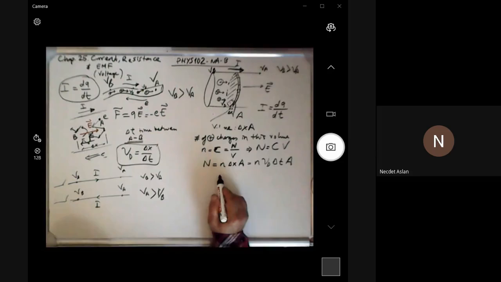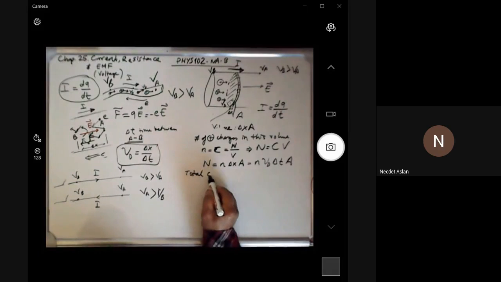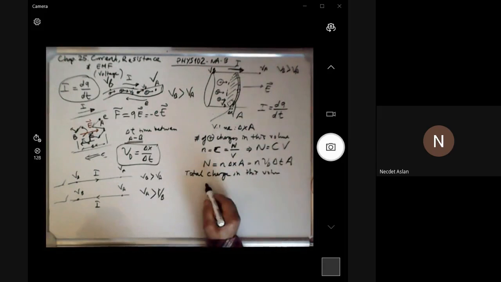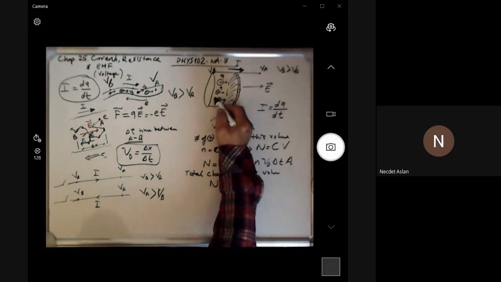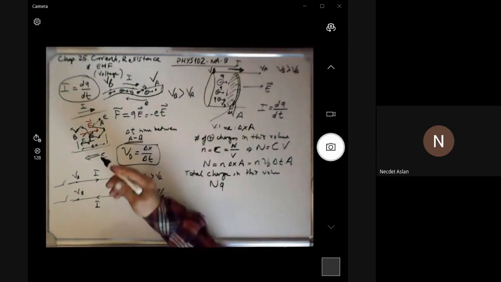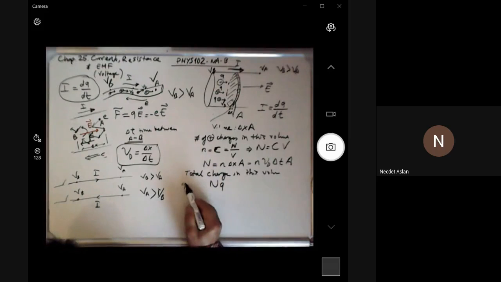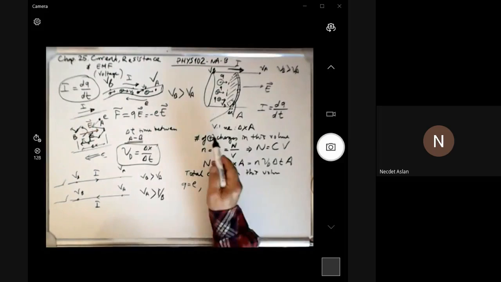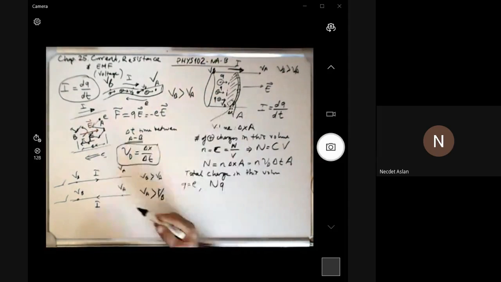But now, what about the total charge in this volume? The total charge in this volume is given as n times q, because each charge is q. Each charge is the same, because we have the same material, the same kind of charges moving. Actually, electrons are the charges. So q is e. And don't forget, q is always e, because the charges are electrons. Also these are positive e, and the electron charge is the negative e.